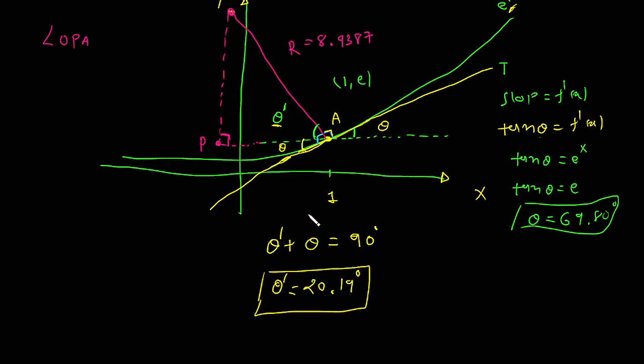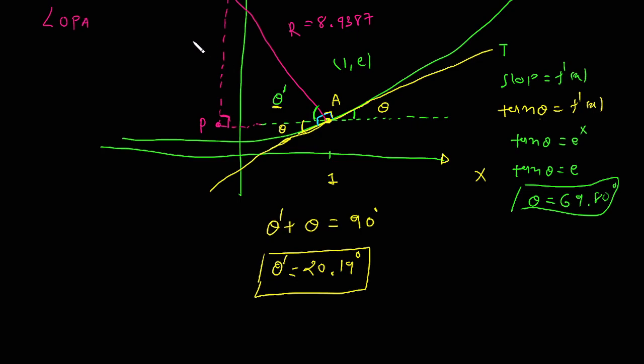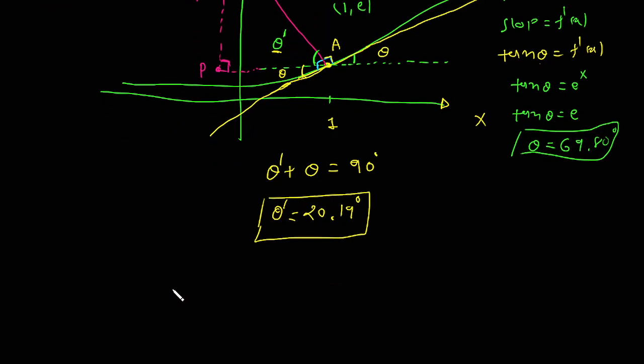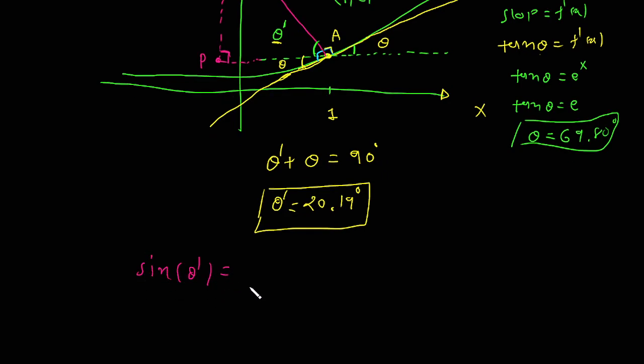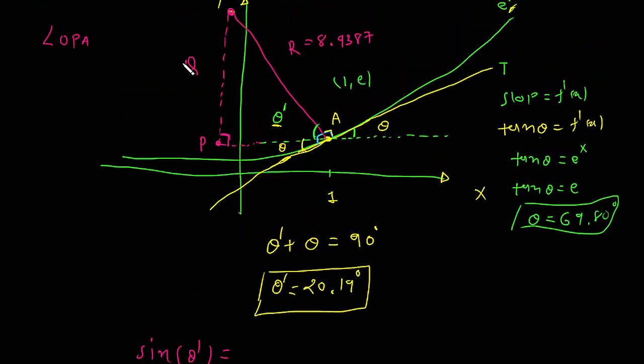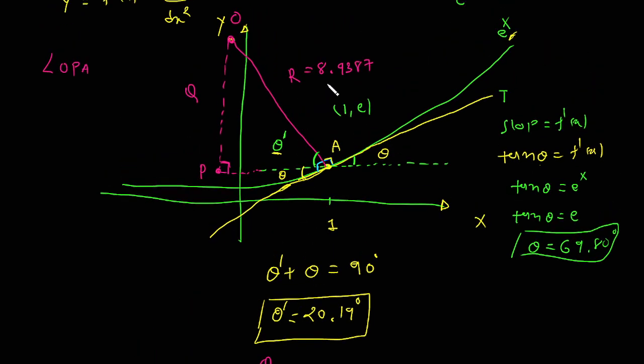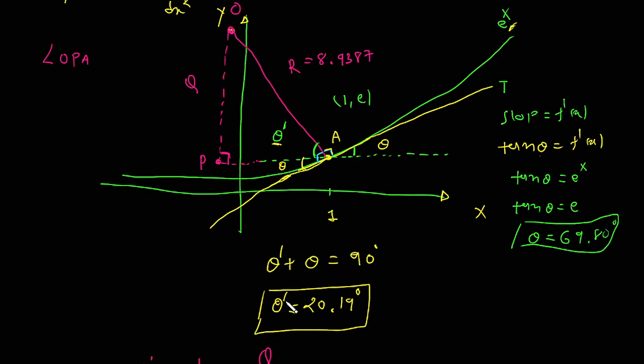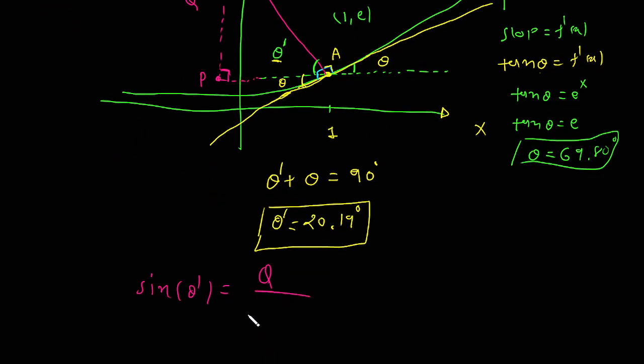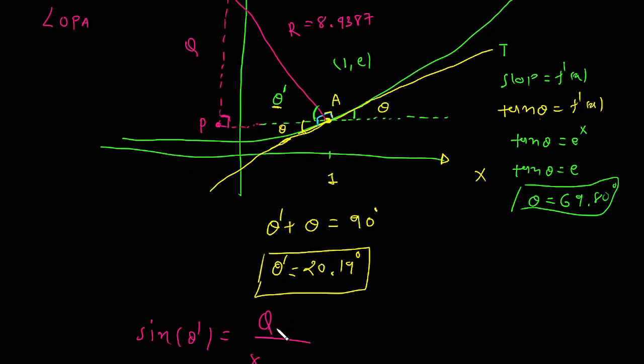So first of all let's find this vertical distance here. Let's call it capital Q. So now we simply use the sine of theta prime, because we know the value of theta prime and also we know the value of r. So let's use it here. So we can say sine of theta prime is simply this front side, which we have assumed q, which is unknown. We have to determine it, divided by this hypotenuse, which is simply the radius, and we got the value of radius as 8.9387.